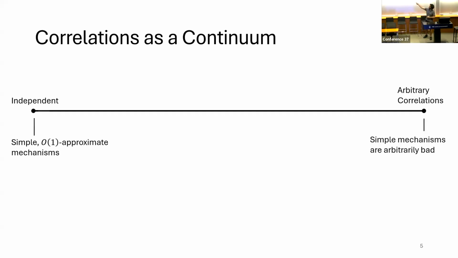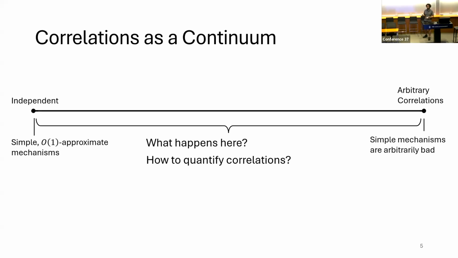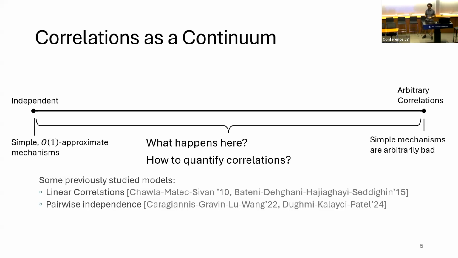And we see that in the setting where we have independent item values, we can get these simple constant approximate mechanisms, but when item values are arbitrarily correlated, we essentially can't get any approximation factor with simple mechanisms. And so our line of work is motivated by this question of what happens here in the middle? And in particular, to answer this, how do we even quantify correlation strength in the sense of where different distributions lie on this spectrum.